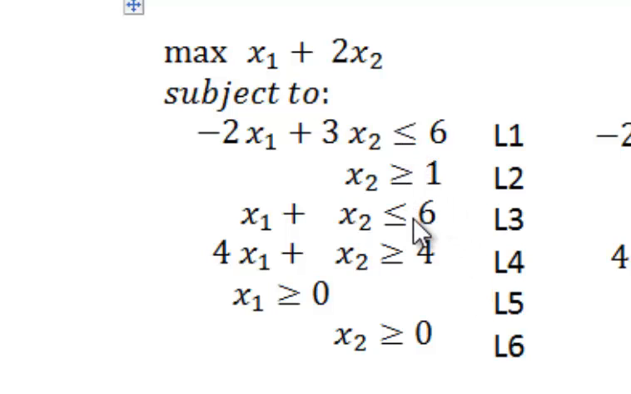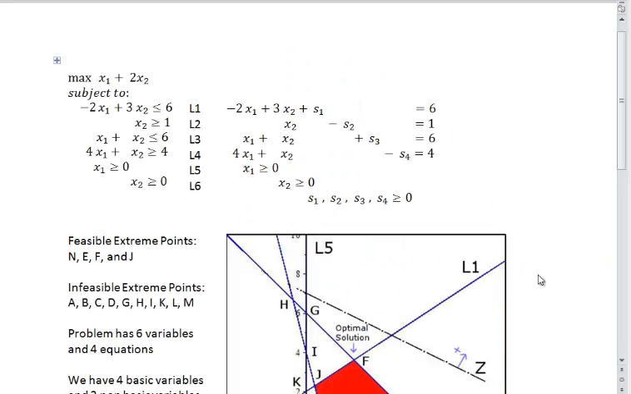Two of them are less than or equal type constraints. Two of them are greater than or equal type constraints. I have selected x1 and x2 to be greater than or equal to 0 so that the feasible region will be in the first quadrant.